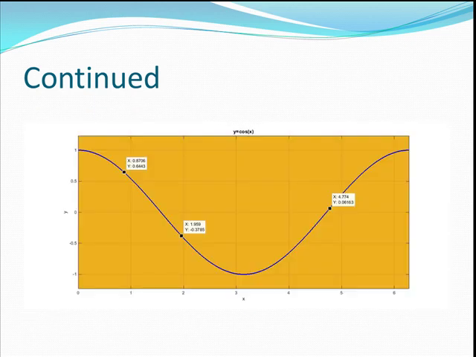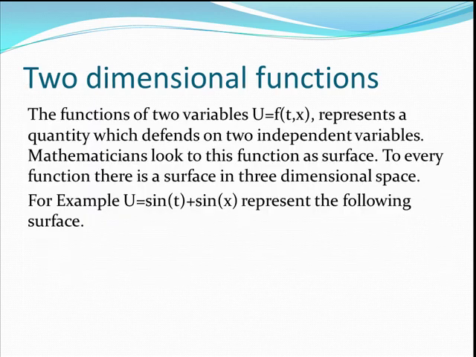This is the graph of y is equal to cos of x. You can see that the quantity y, which is the distance of the curve from the x-axis, depends on the variable x. So we can say that any function y is equal to f of x represents a curve in a two-dimensional space. Now, what does a function of two variables represent?